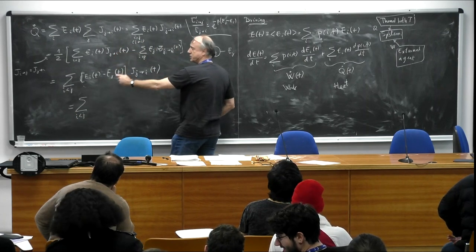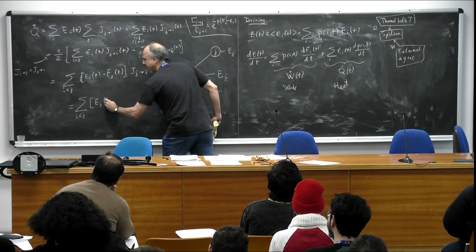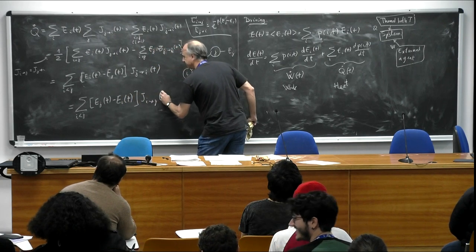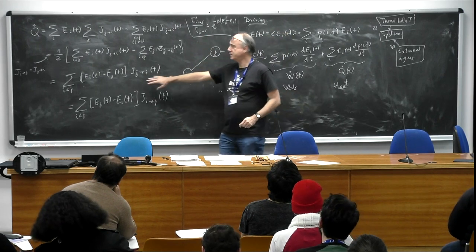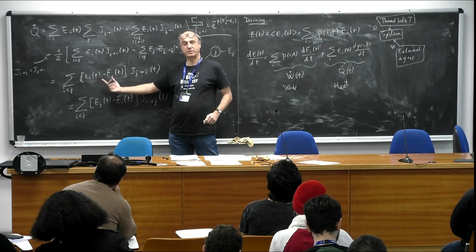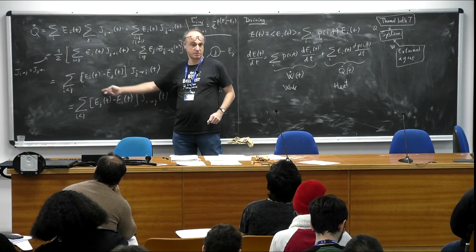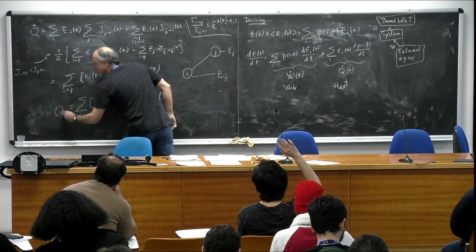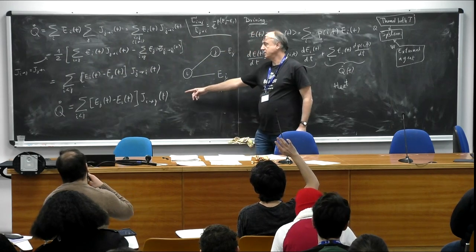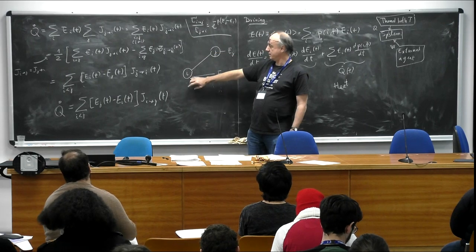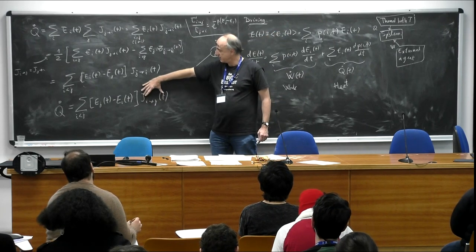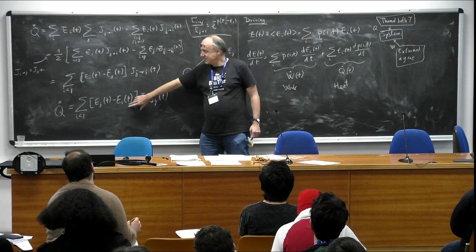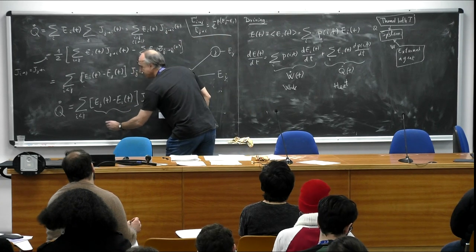Let me switch again the indexes, because I'm more familiar with this. It's the same. Remember, this is anti-symmetric, because it's just a difference. So the whole thing is symmetric. So okay, I have the heat. Let's write this equation like that. Heat is this thing, and this is the number of transitions from I to J per unit of time. And this is the heat in a transition.